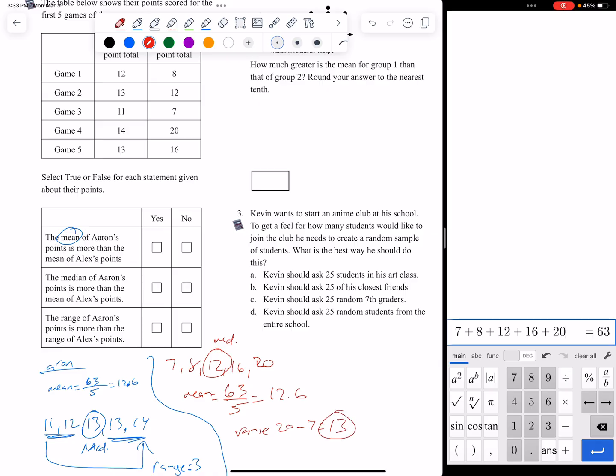So now let's go ahead and compare what we have here. So the mean of Aaron, 12.6 versus 12.6 is more. No, they're the same. The median of Aaron is more. So the median was 13 versus 12. So yes, that's true. The median is bigger on that one. And lastly, the range of Aaron is more. So 3 versus 13, and that is false.